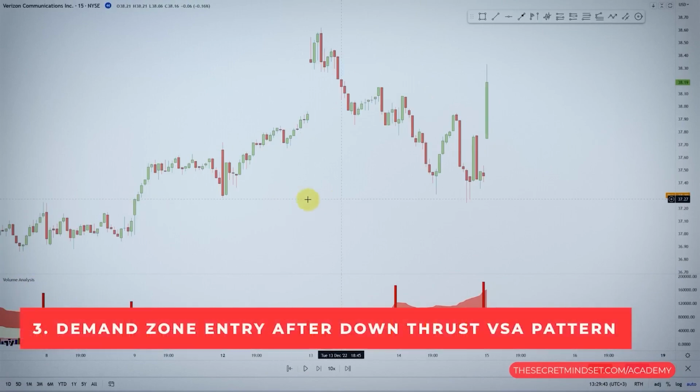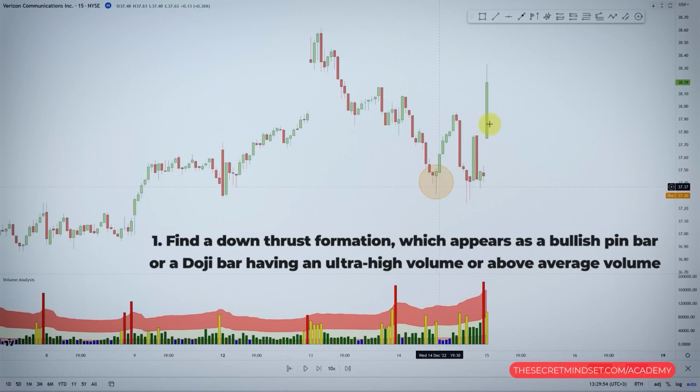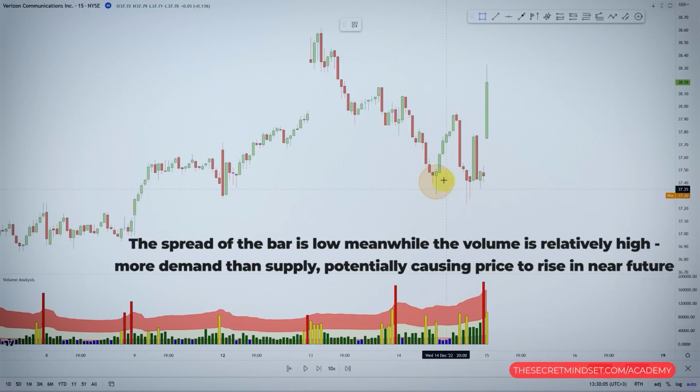Another way to align with smart money is to trade demand zones after you find a downthrust VSA pattern. You need to follow these steps. First, you need to find a downthrust formation, which appears as a bullish pin bar or a doji bar having an ultra high volume or above average volume. The spread of the downthrust bar is low, meanwhile the volume is relatively high, so there is more demand than supply, potentially causing price to rise in the near future.